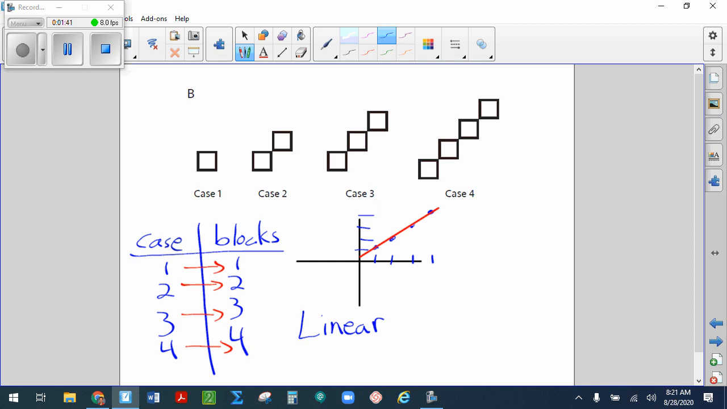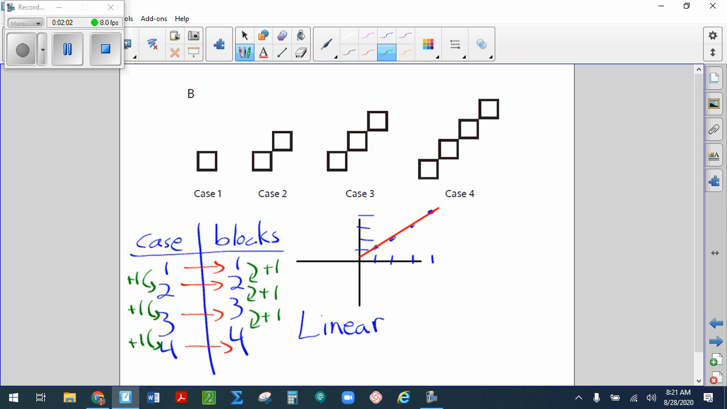We can also tell if it's linear if both sides of my table are going up by a constant amount. Like these are each increasing by 1, and the left-hand side is also increasing by 1. We're going to talk more about that in this video as well as next class.